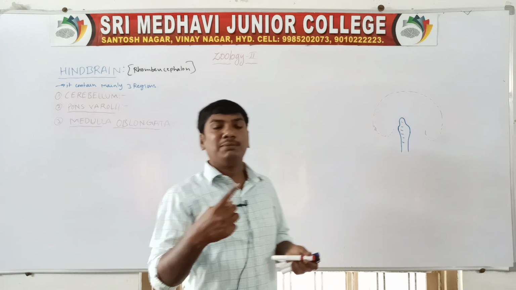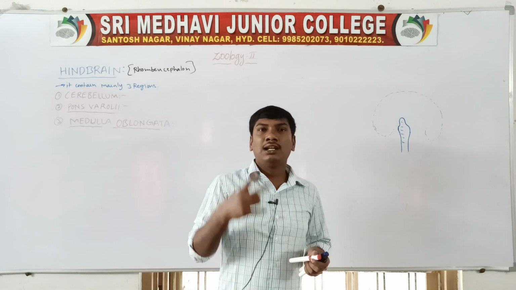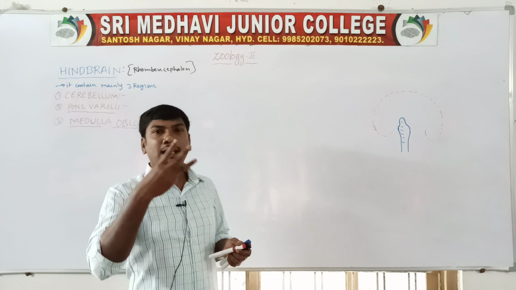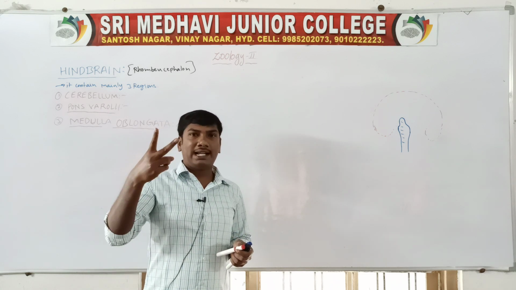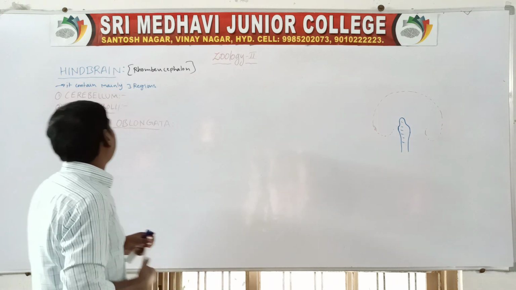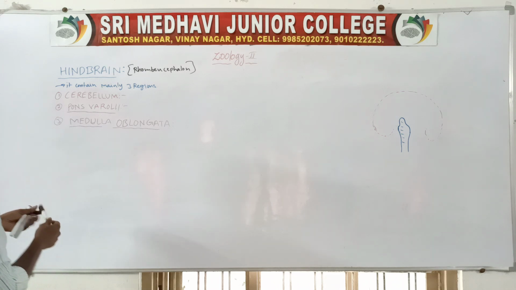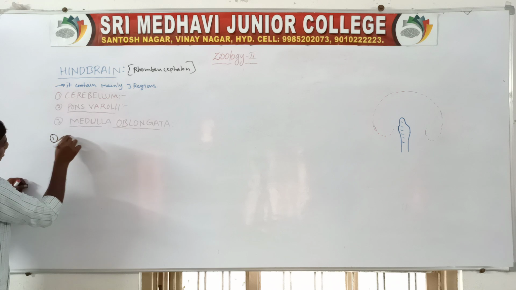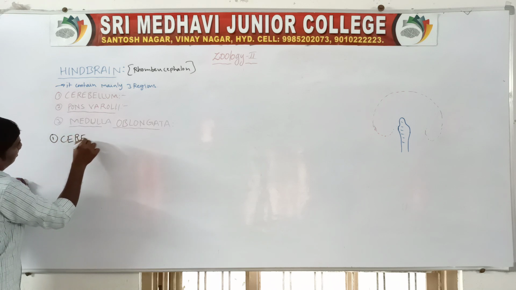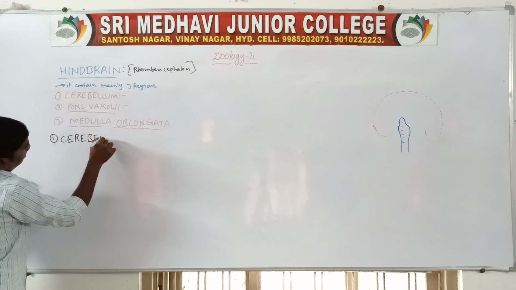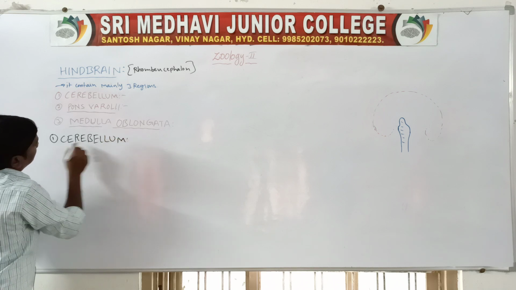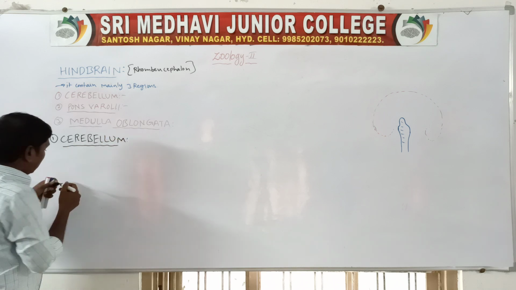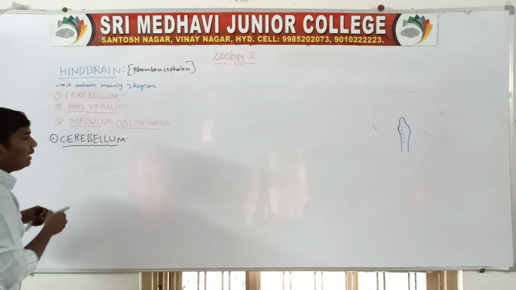So the hind brain contains three regions. One is the cerebellum, second is the pons varoli, third is the medulla oblongata. First heading, cerebellum. The cerebellum is also called the little brain.